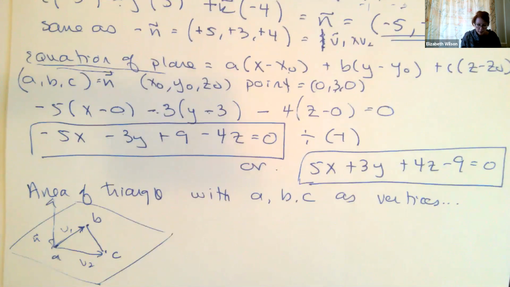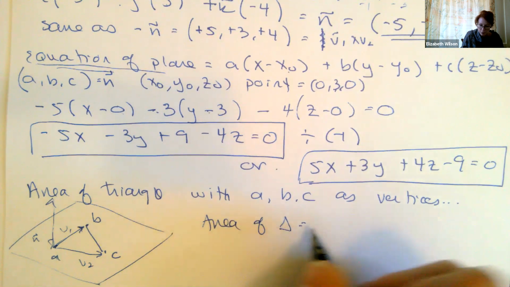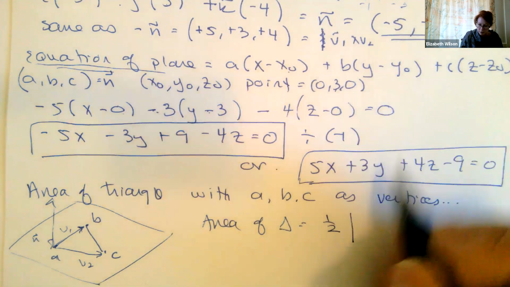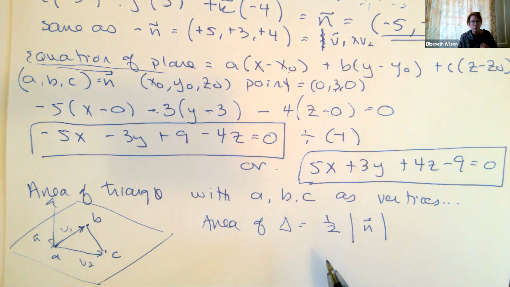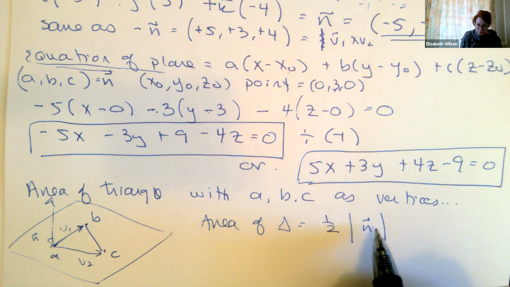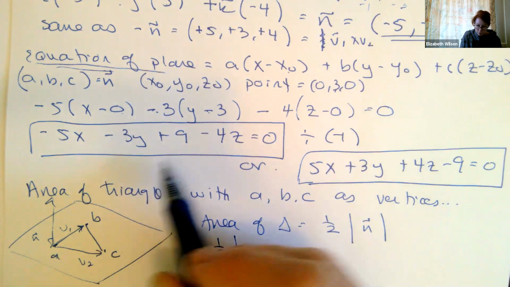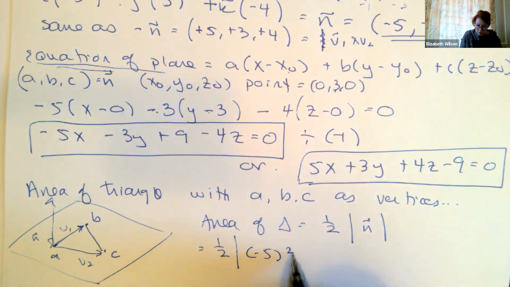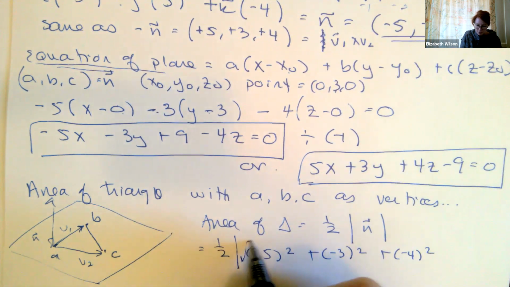Okay, so what I need to do is I have to say area of triangle is equal to 1/2 the magnitude of our cross product. Where this comes from actually comes from a couple-page derivation that involves law of sines, law of cosines, which I'm not going into, but that's kind of where this comes from. So why this is true. Anyway, so let's do this. This is going to be 1/2 times the magnitude of our cross product. So this is going to be -5 squared plus a -3 squared plus a -4 squared, summed up, square rooted.